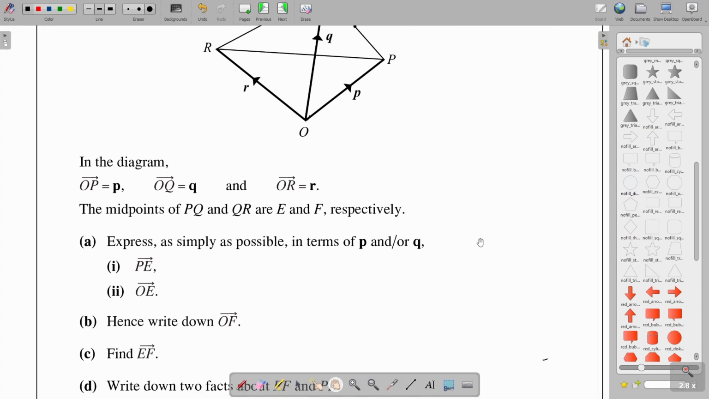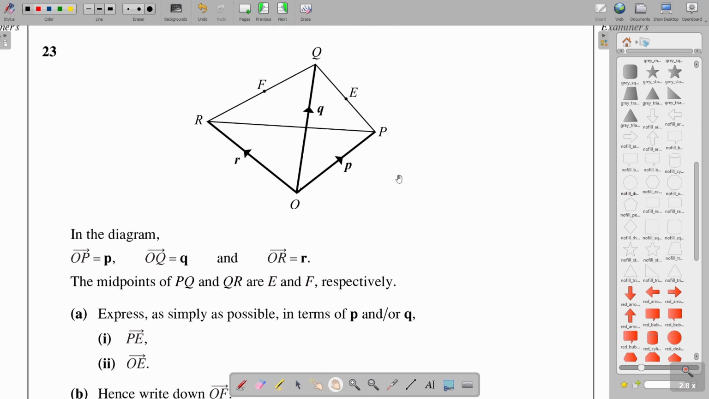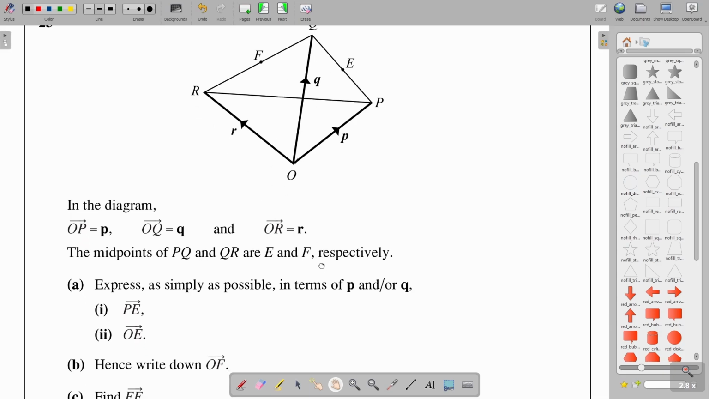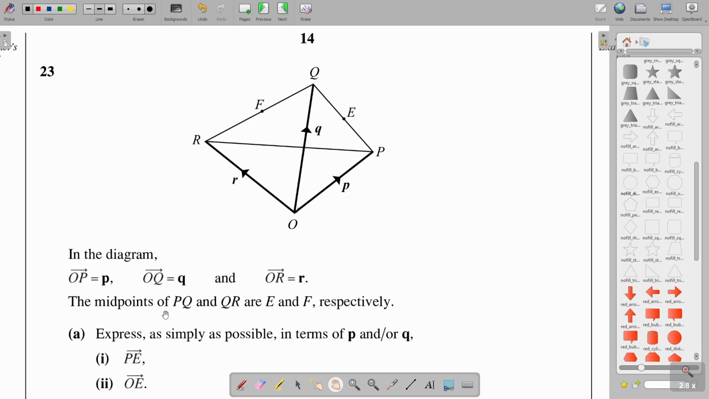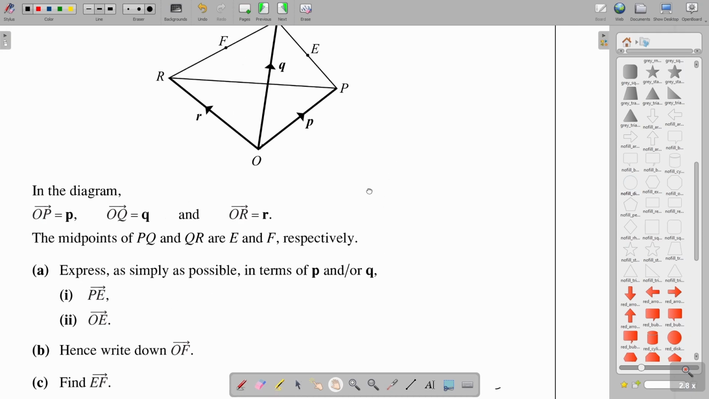Okay, this is question number 23. We're nearing the end of the paper. So in the diagram, we have three vectors, OP, OQ, and OR. And E and F are the midpoints of PQ and QR, respectively. So express as simply as possible in terms of P and Q the vector PE.